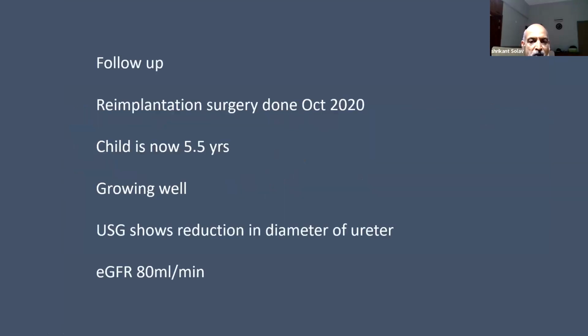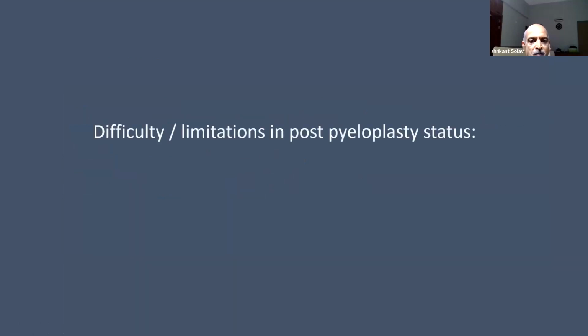Luckily, I got a follow-up only yesterday from the pediatric surgeon. The patient underwent reimplantation in October 2020. The child is now 5.5 years old, going well. Ultrasound shows reduction in diameter, and the EGFR is normal. So it's a very well performed, good decision, and effectively treated.